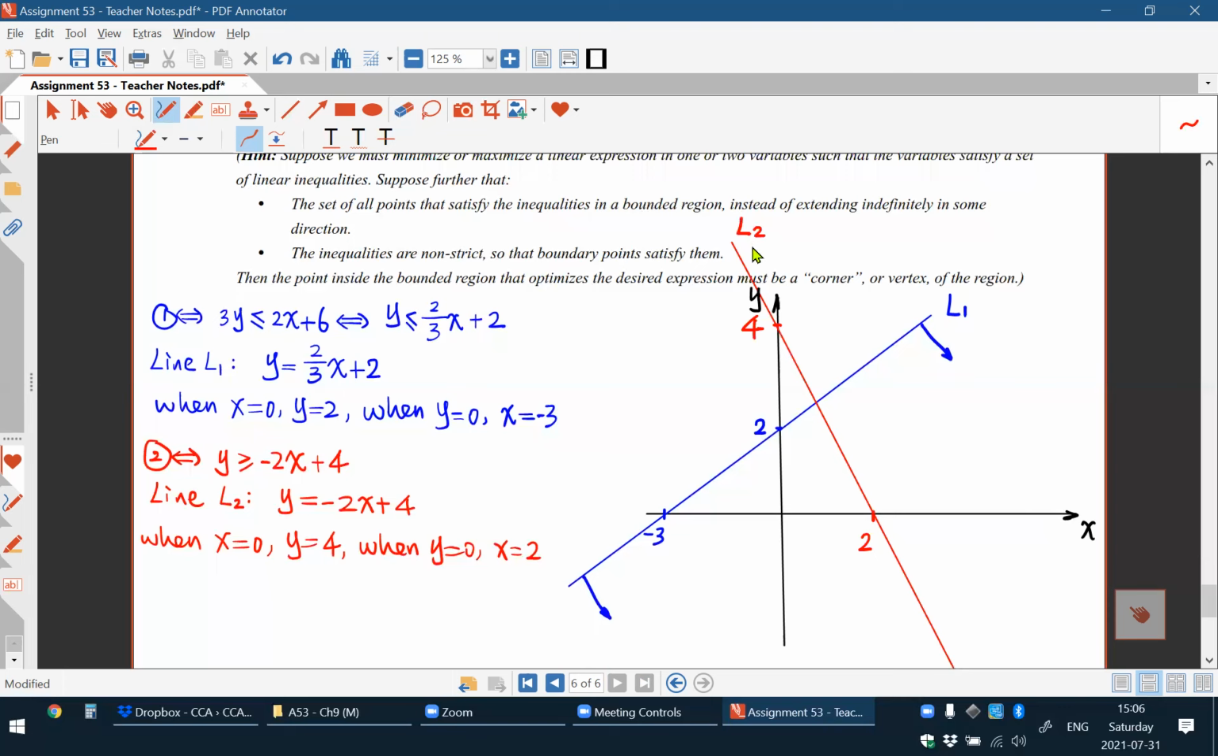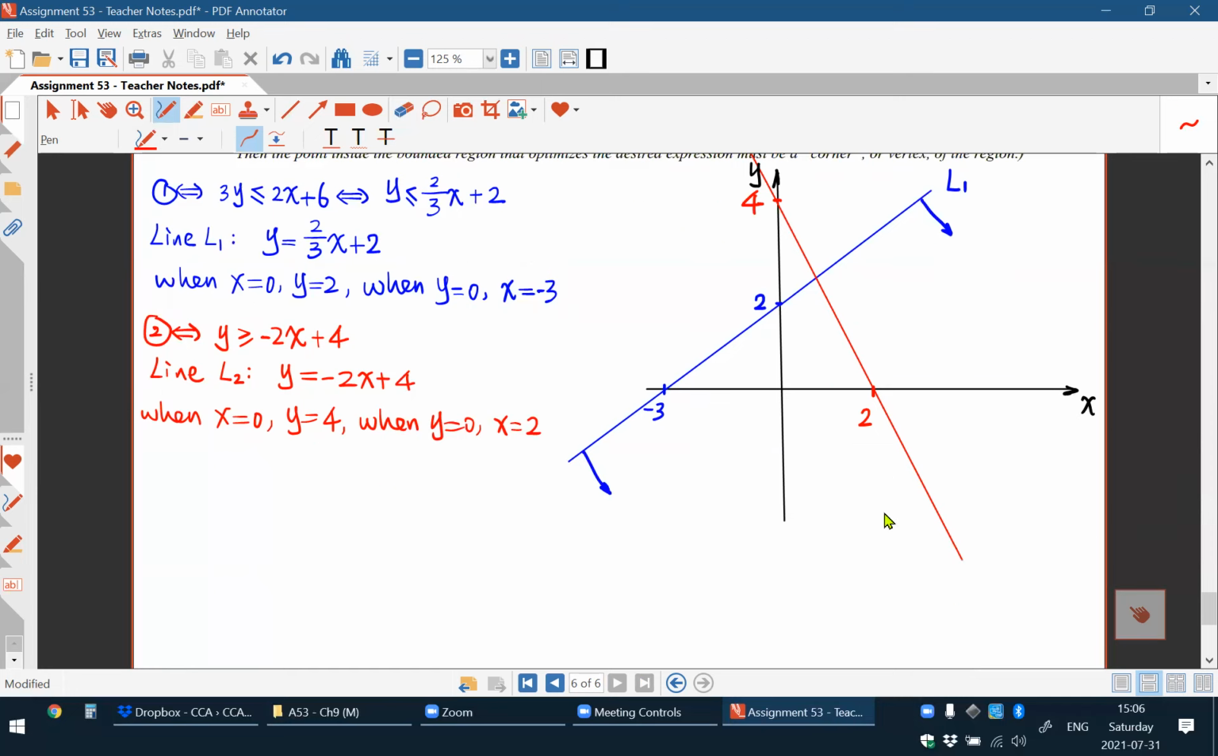Okay, line two, line L2. And how about the region? The region says y is greater than or equal to. Greater than or equal to means it should be a region above this line, right? Okay, a region above this line looks like this. Okay, so how about region three?